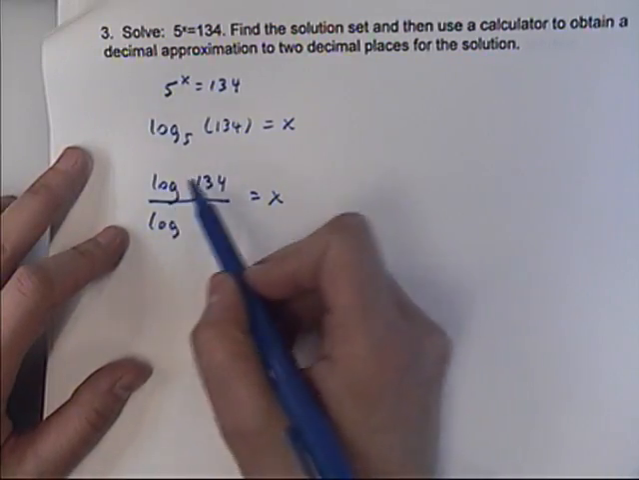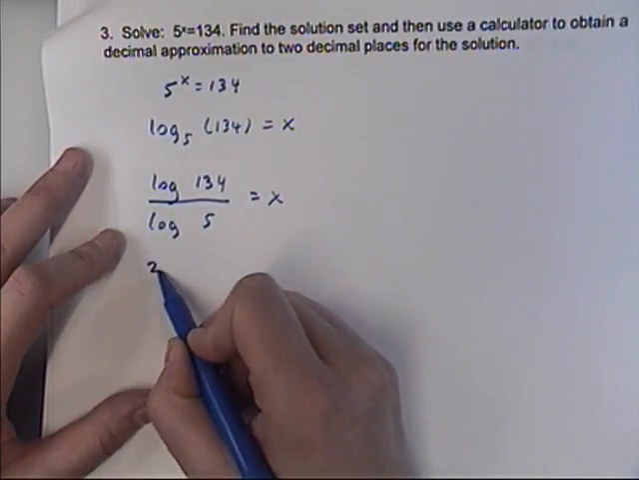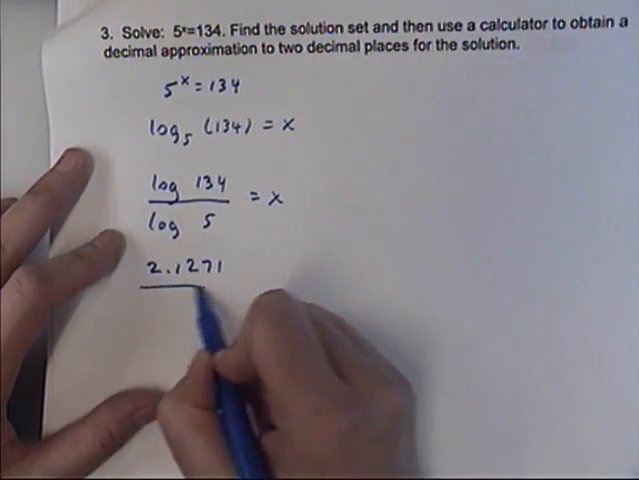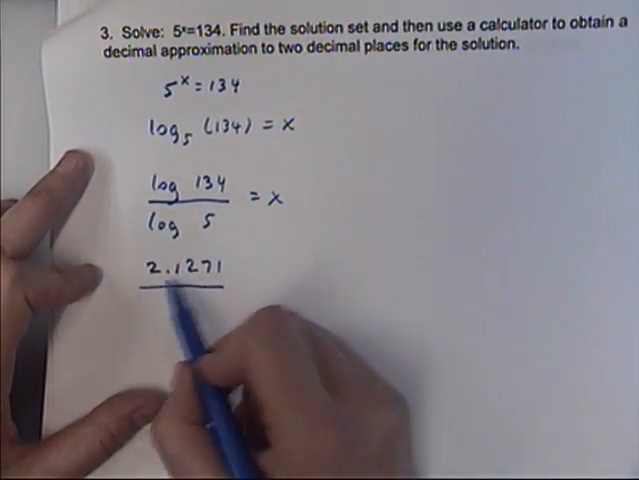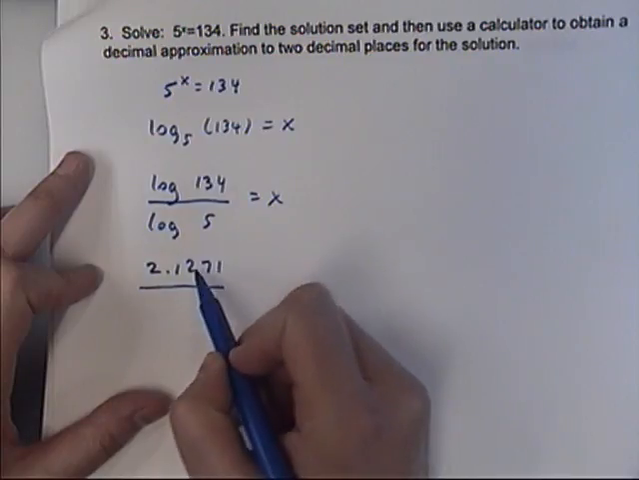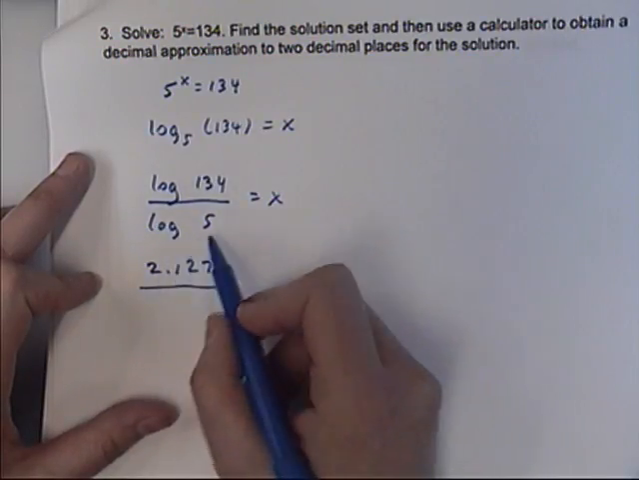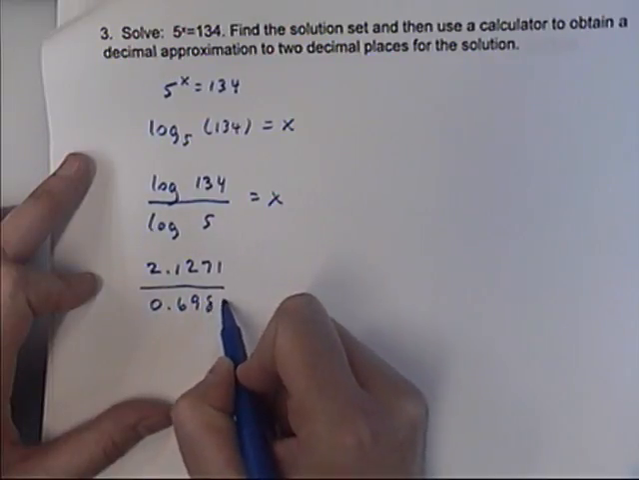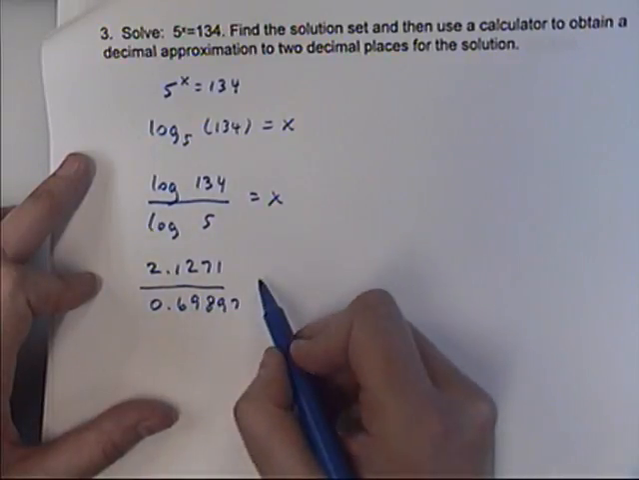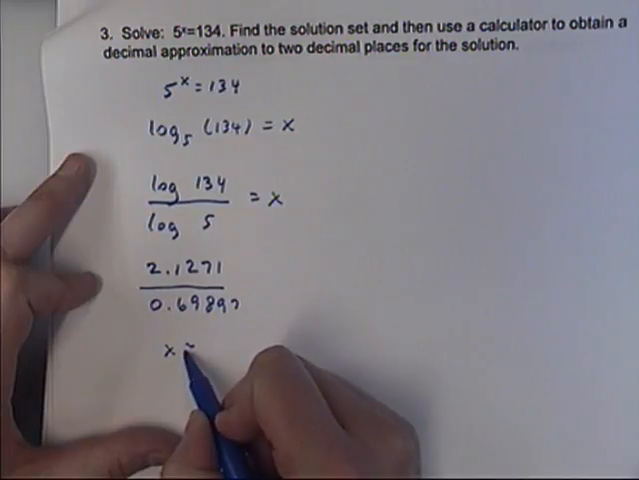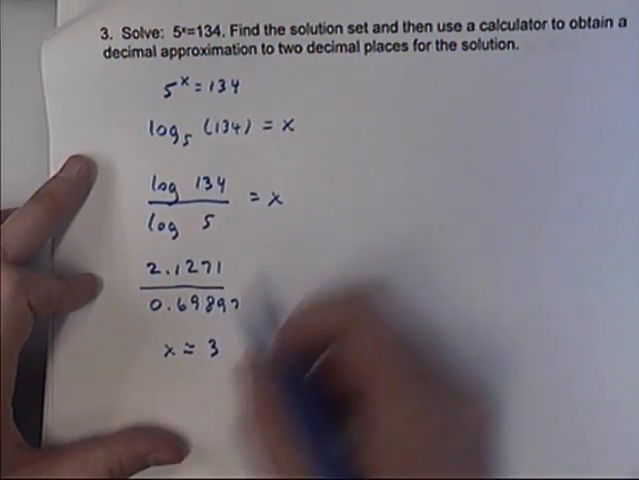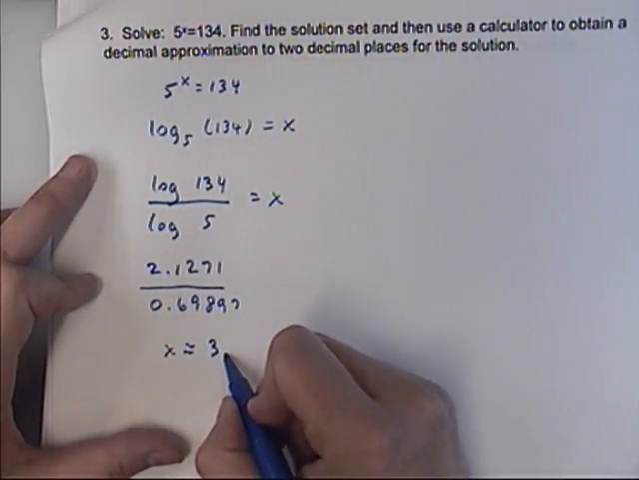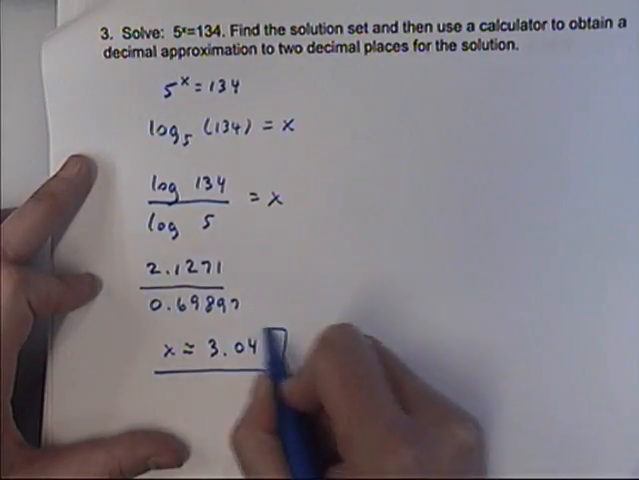So we're going to punch in log of 134, which gives us the decimal 2.1271. And we're going to divide that by, and again, this kind of goes off the screen, but I'm rounding a little bit just to write it down shorter. Log of 5, punch that in, you get the number 0.69897. And then if you divide those out, you get that x is approximately, and again, we're rounding off to 2 decimal places like I asked, 3.04.